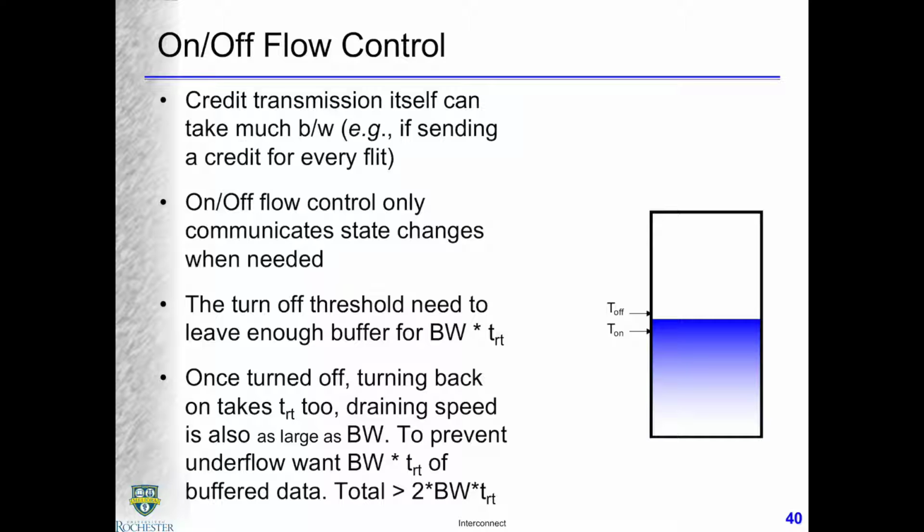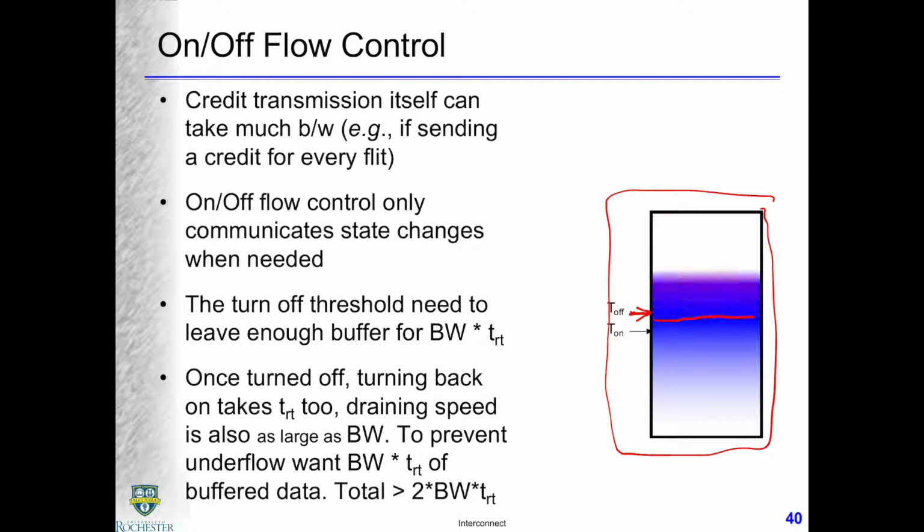And to make sure you don't lose any, you want to have enough buffer to absorb the incoming traffic during that time. So let's say this is my buffer, I am currently half full, and I have a threshold, T off, for sending the off signal. Once I turn the signal off, it's not going to instantly stop the traffic. So I need to guarantee that the time the turn-off takes to take effect times the bandwidth, I have that amount of buffer. So my off threshold is that far away from full.